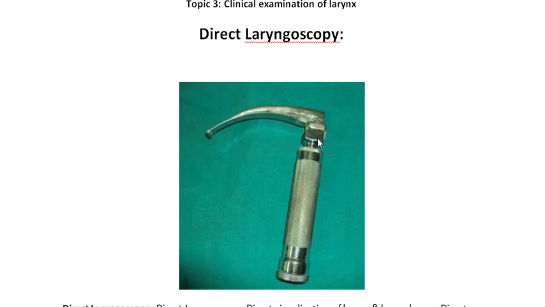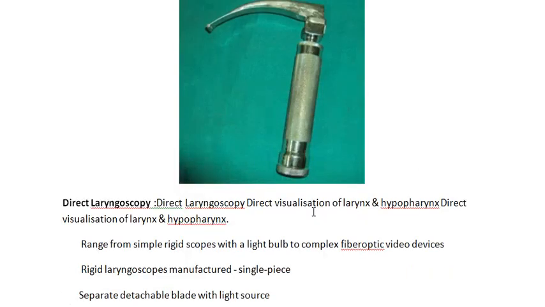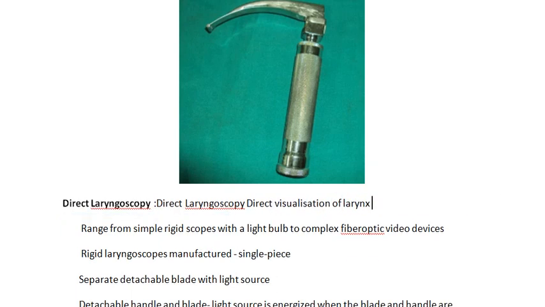So we'll see this. Direct laryngoscopy. It's a procedure in which there is a direct visualization of the larynx and the hypopharynx. So that is called direct laryngoscopy. The overall procedure is called direct laryngoscopy, and this instrument is called a laryngoscope. These laryngoscopes can be a simple rigid scope like this to a dynamic fibro-optic video device.